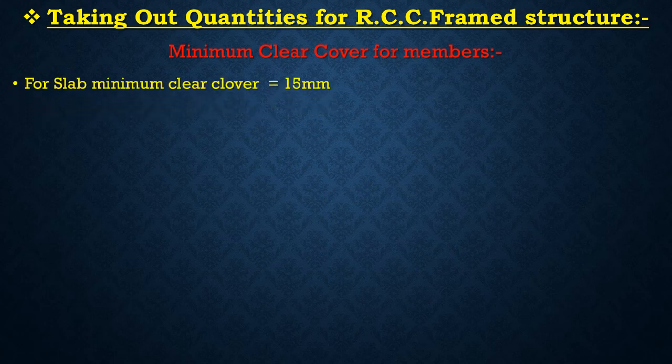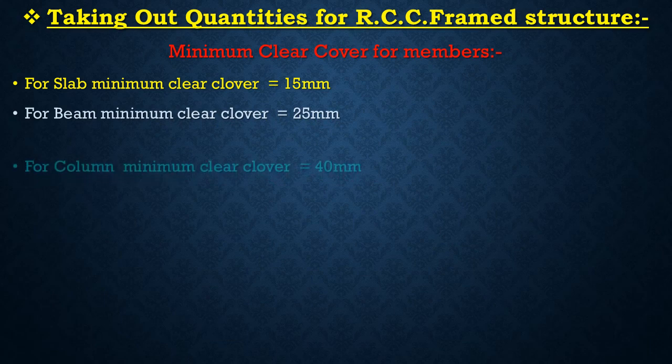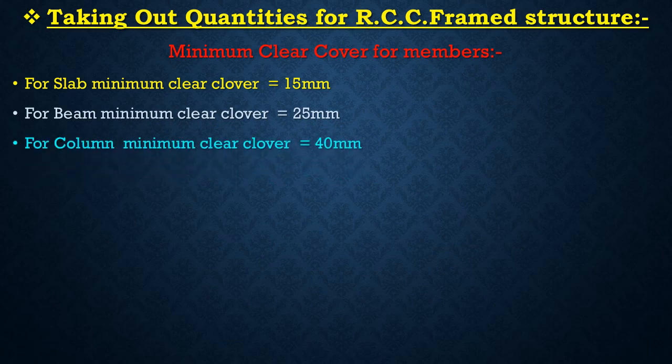So minimum clear cover for slab is 15 mm, for beam is 25 mm, for column minimum clear cover is 40 mm, and for footing minimum clear cover is 50 mm.